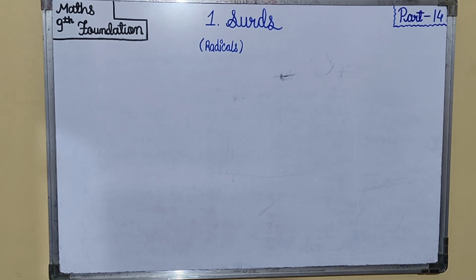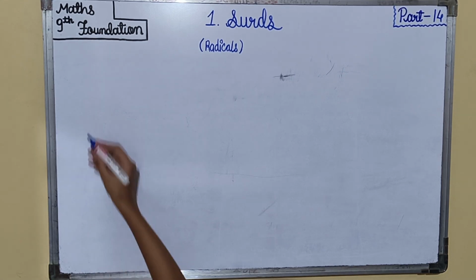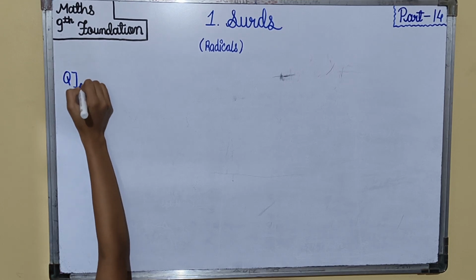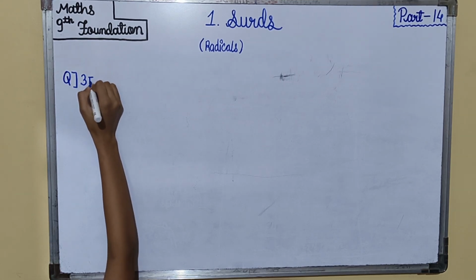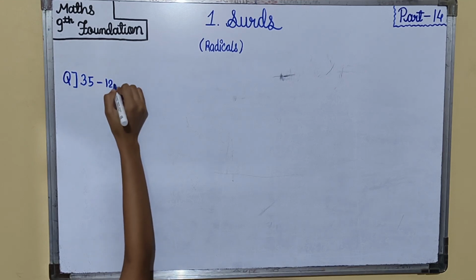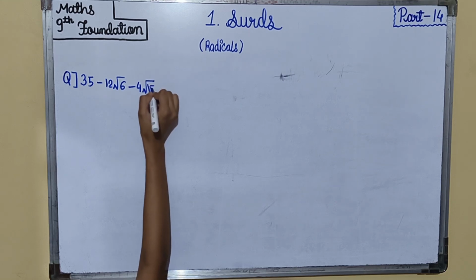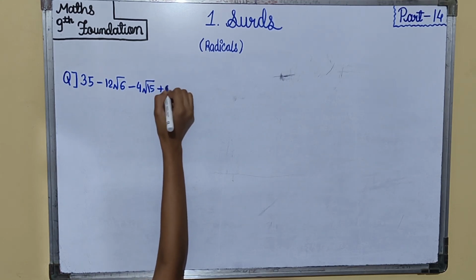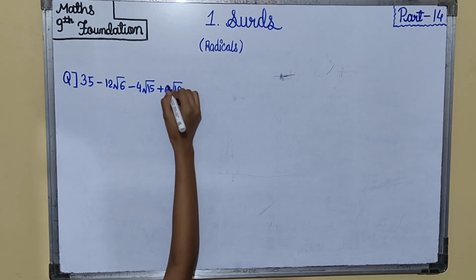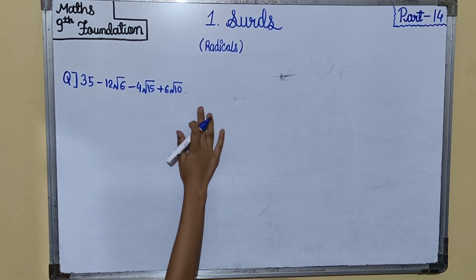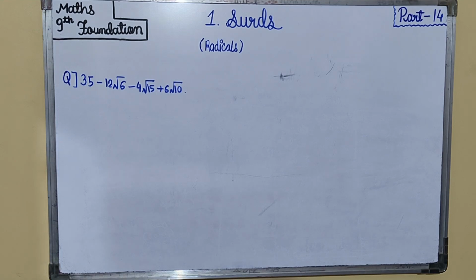Our first question is: find the square root of 35 minus 12 root 6 minus 4 root 15 plus 6 root 10. We have to find the square root of that number. This question can look too difficult to solve because there are negative numbers and also positive numbers.